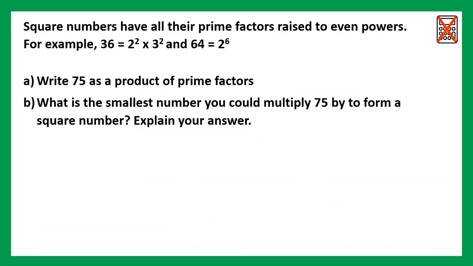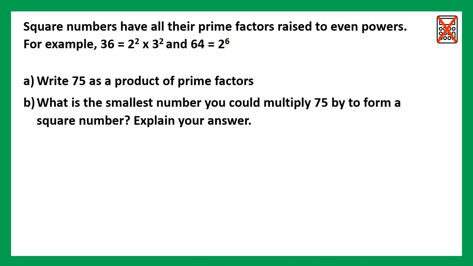On to the advanced question, one of the more difficult questions that you're likely to find on this topic. Square numbers have all their prime factors raised to even powers. For example, we've previously worked out that 36 is the same as 2 squared times 3 squared. Notice how the 2 was raised to an even number, and the 3 was also raised to an even number. We also worked out that 64, which is a square number, is the same as 2 to the power of 6. Again, notice how the 2 is raised to an even number.